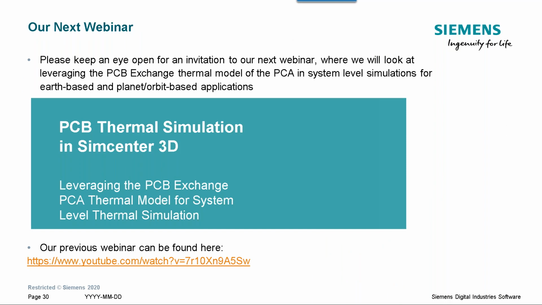So for the next webinar, keep your eye open for the invitation. We'll look at leveraging the PCB Exchange thermal model of the PCA in system level simulations, actually two of them, an Earth-based one and a planet orbit-based simulation. Also, if you'd like to look at our last webinar, I'll give you just a minute to jot down the YouTube link to the last webinar where we talked about using Simcenter 3D fields for leveraging third-party thermal boundary conditions within Simcenter 3D.